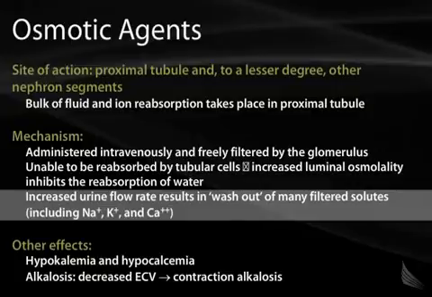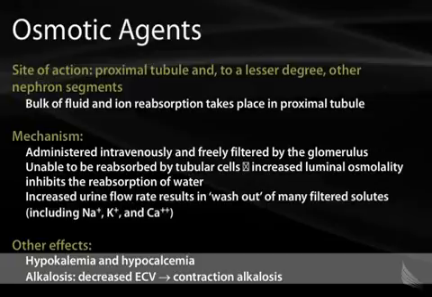Because of the decreased water reabsorption, there is also decreased absorption of other electrolytes that usually move along with water by solvent drag. So once again, sodium, potassium, and calcium losses are increased in the urine. The effects of osmotic diuretics are a decreased circulating volume, a contraction alkalosis, hypokalemia, and hypocalcemia.